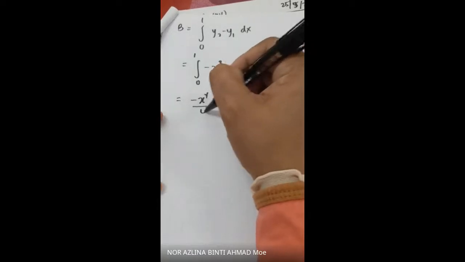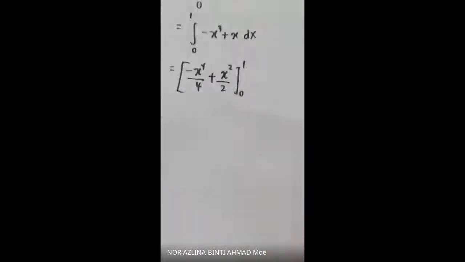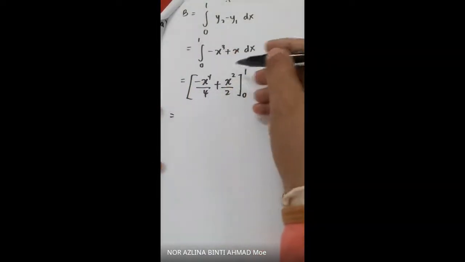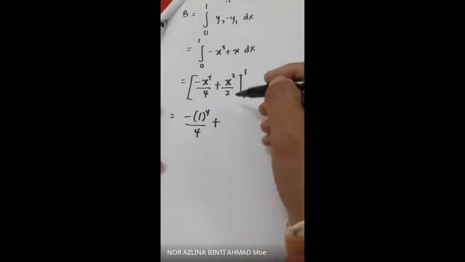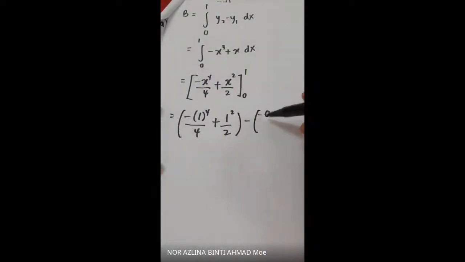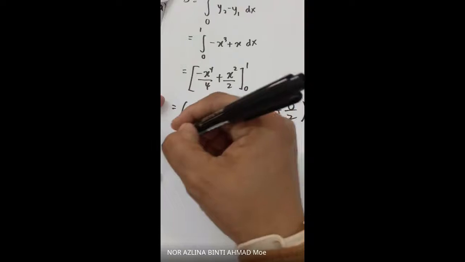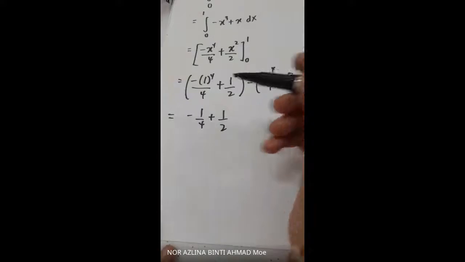So now we integrate: negative x power of 4 over 4 plus x power of 2 over 2. And this is from 0 until 1, the limit. So we substitute x with 1. So negative 1 power of 4 over 4 plus 1 squared over 2. You need to show your substitution. This is 0 over 4 plus 0 squared over 2. So this is equal to negative 1 over 4 plus 1 over 2. The answer is 1 over 4.